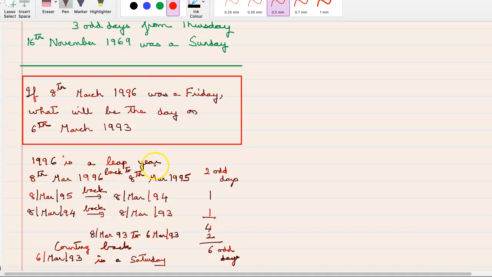So 1996 is a leap year. So from 8th March 1996 back to 8th March 1995, we get 2 odd days because 96 is a leap year. 8th March 95 to 8th March 94, counting back, we get 1 odd day. 8th March 94 to 8th March 93, you get 1 odd day. So totally 4. Now 8th March to 6th March 1993, you get 2 days. So totally you have 6 odd days. And so 6th March, now if you are counting backwards from Friday, you get Thursday, Wednesday, Tuesday, Monday, Sunday, Saturday. So 6 March 1993 is a Saturday.